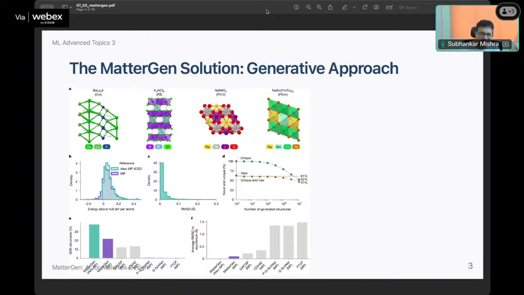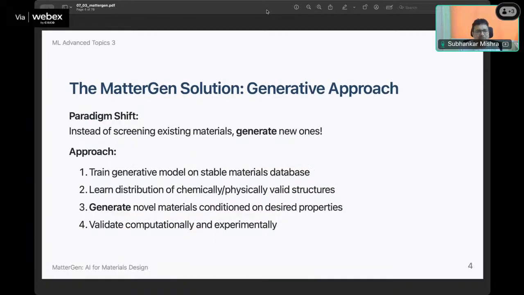And what it says is basically, earlier works either take a lot of time, or probably they produce a lot of false positives or false negatives. So MatterGen is currently the solution that we have, and this is the paradigm shift. Let's say, instead of screening existing materials, we can generate new ones.